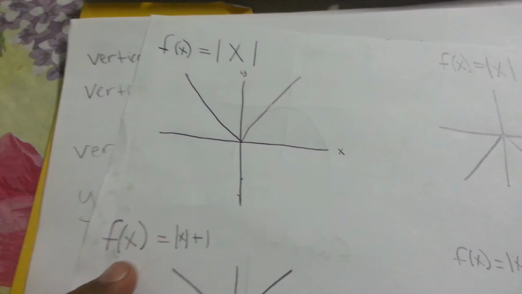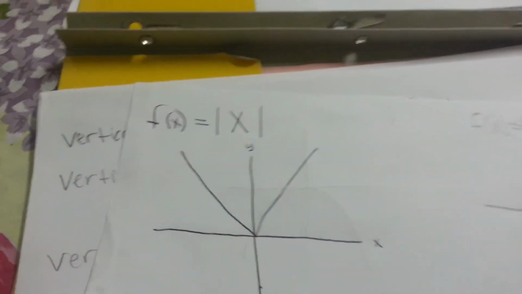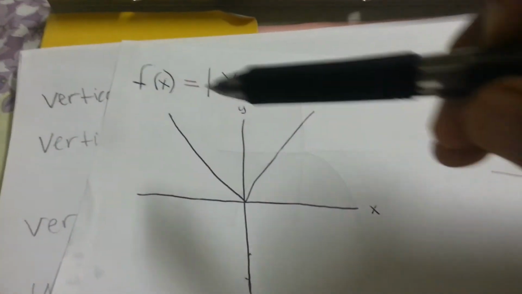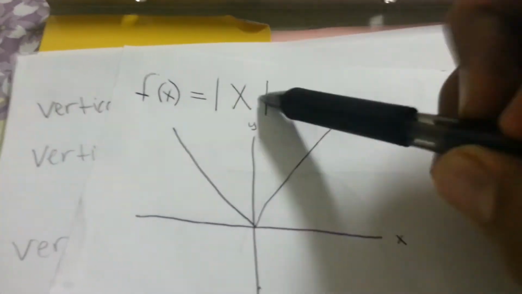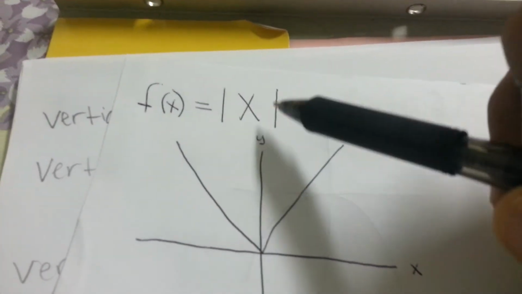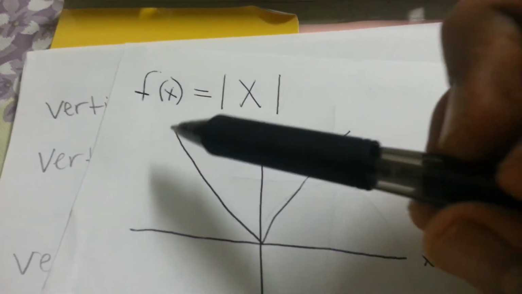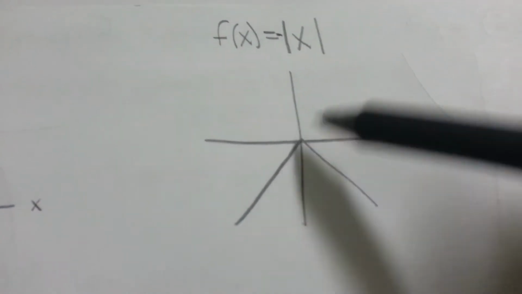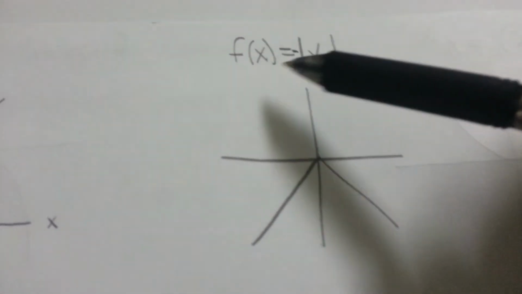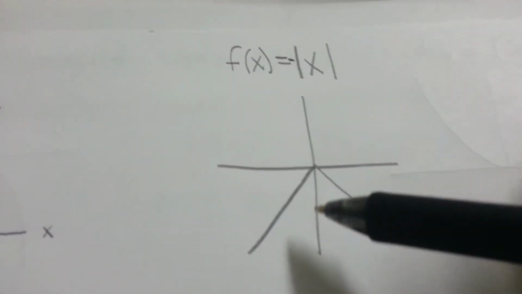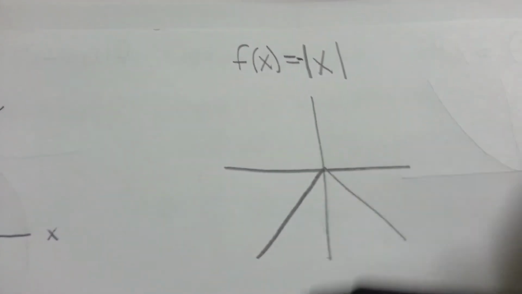Now let's move to absolute values. F of x equals the absolute value of x. You see, this is the graph for this. But if you had an upside down one, then that would mean it's f of x equals the negative absolute value of x, and that is because it is reflecting over the x-axis, just like the parabola.